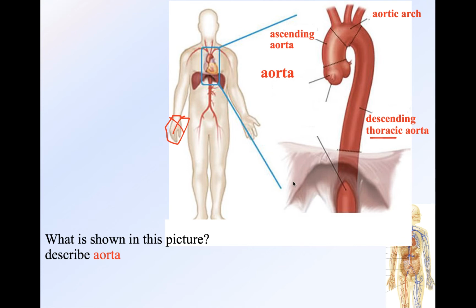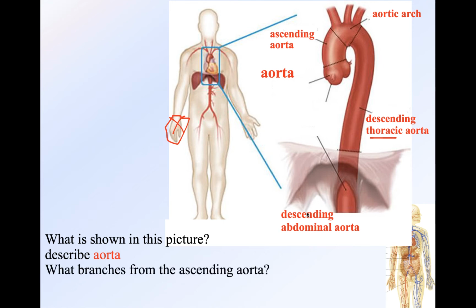What you see here is actually a skeletal muscle. It's the diaphragm. And so as we pass through the diaphragm, now we refer to it as the descending abdominal aorta. And so there you have those different pieces. Well, what is it that branches from the ascending aorta? You can see a little branch right there. And you can see another one right there.